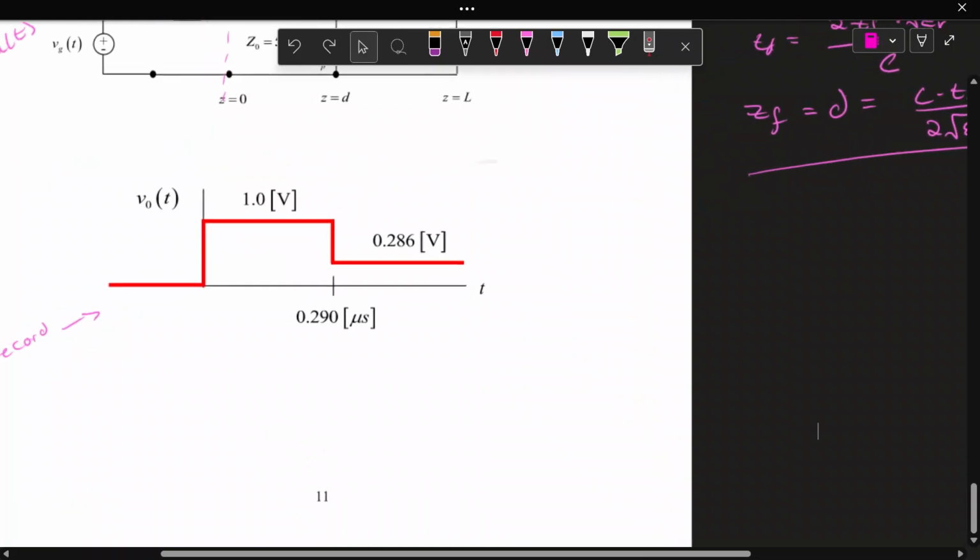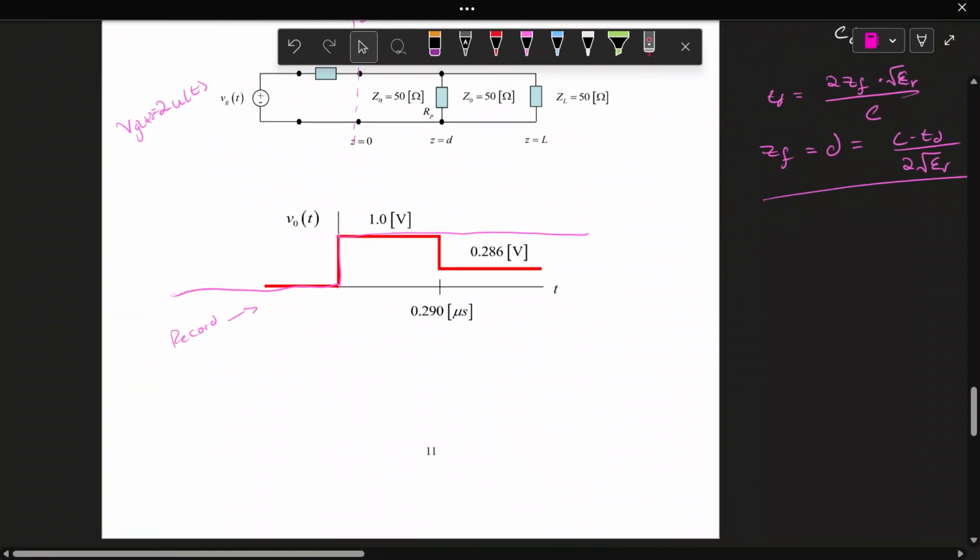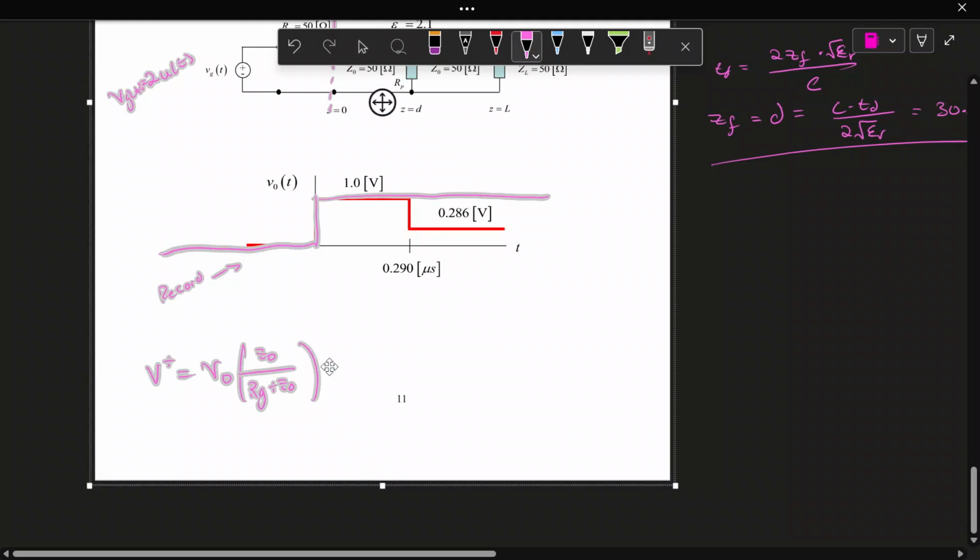Now, how is that? Well, if we notice, this is the incident wave, V plus, because you have a unit step function. Remember, what is V plus equal to? V plus, the incident wave, is equal to V naught, your amplitude of the source, times Z naught over RG plus Z naught. But then what you get here is 2 times 1 over 2, because you have 50 over 50 plus 50, which is 100. And then you get 1 volt. So that's how they get this 1 volt.